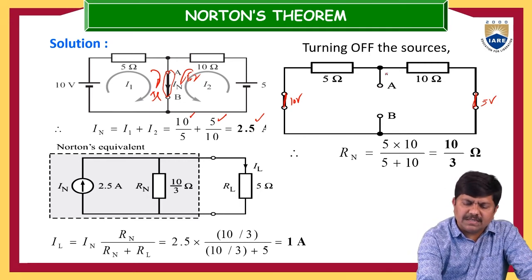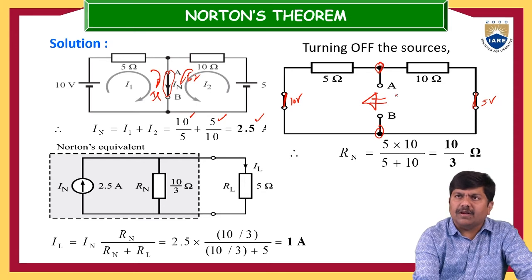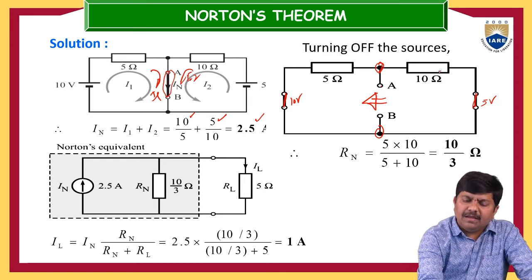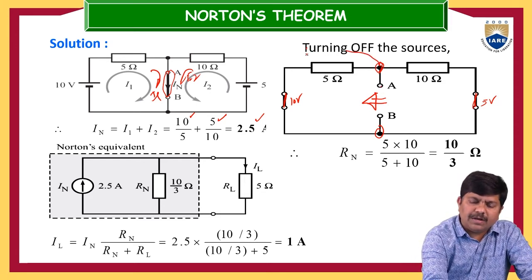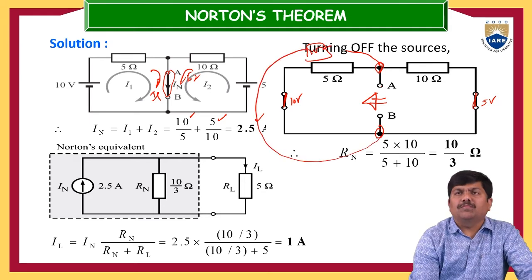What is this equivalent resistance? We have to see it through these terminals only. Our intention is to see the entire network across this load only. Now with respect to A and B, this 10 ohm is connected between these two terminals.